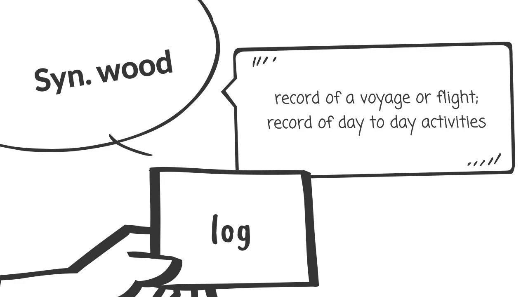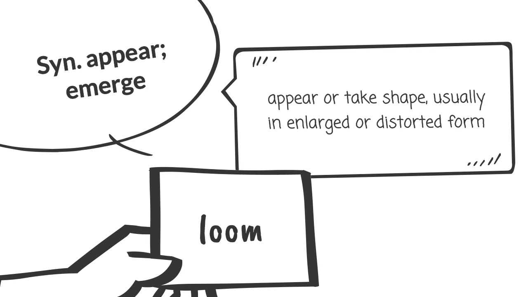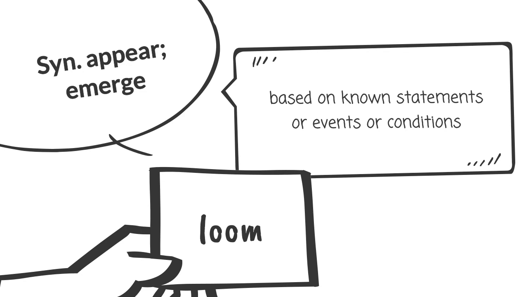Log. Synonym: record. Record of a voyage or flight, record of day-to-day activities. Logical. Synonym: coherent, reasonable. Based on known statements or events or conditions. Loom. Synonym: appear, emerge. Appear or take shape, usually in enlarged or distorted form.